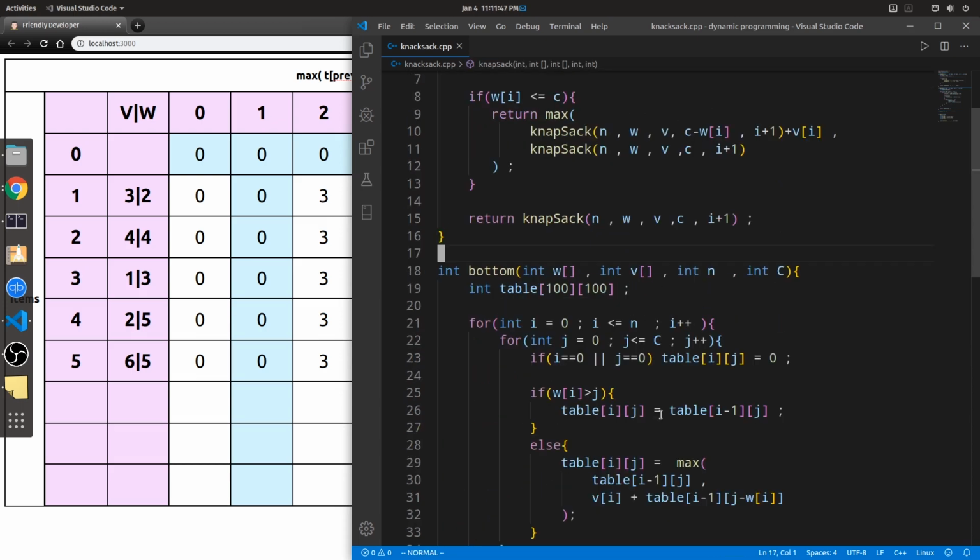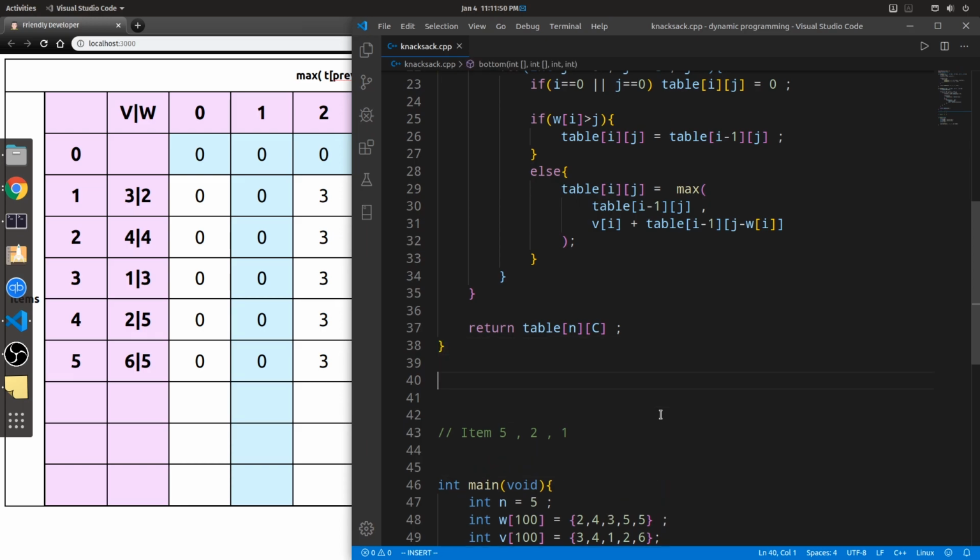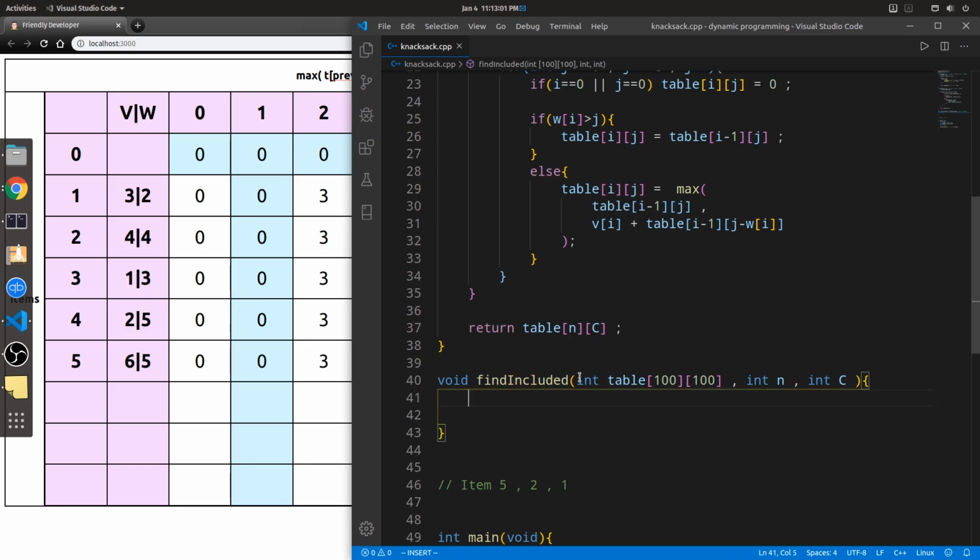How do we code the solution? Let's try to code the solution of finding the actual items that are included. Let's write a function find_included, which takes the table as input, the total number of items, and the capacity C. We continue applying the method until the value of table of n of C becomes 0. Initially i will be equal to n and capacity will be equal to the initial capacity, and we continue until the value is not equal to 0.